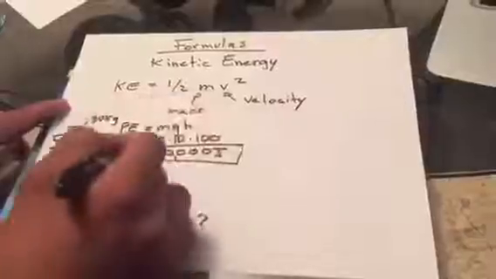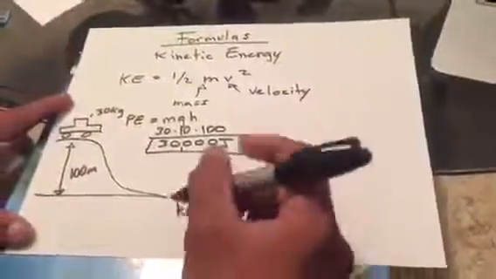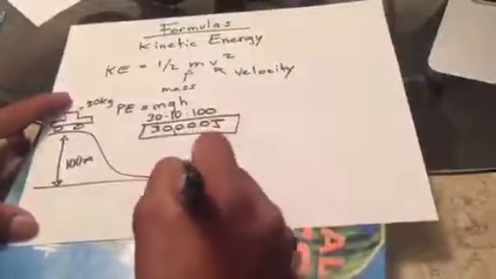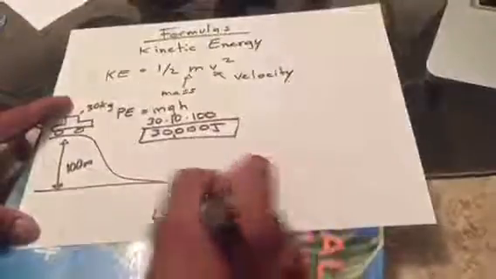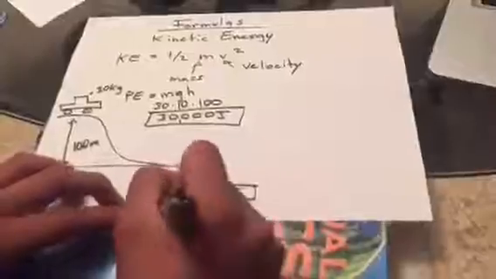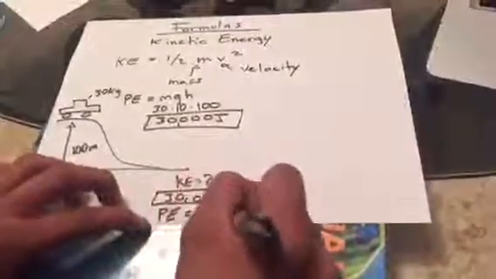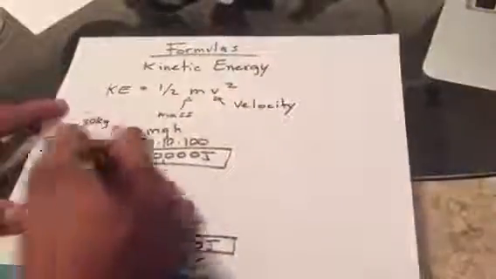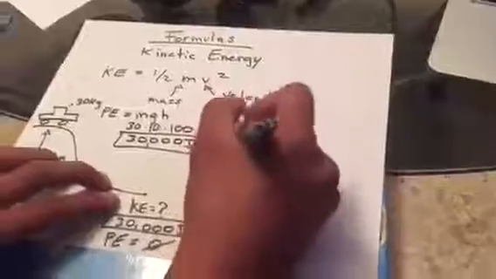And we know that our potential energy is converted into kinetic energy. So we get 30,000 joules that has now become kinetic energy, and our potential energy is now 0. But why this formula? Because we've used this formula to find the velocity that the vehicle was traveling. So let's put this into use.